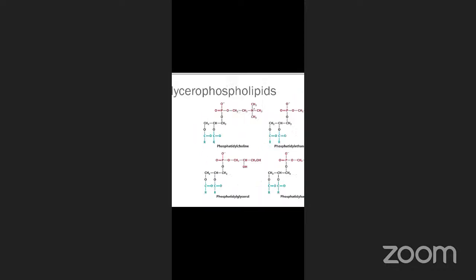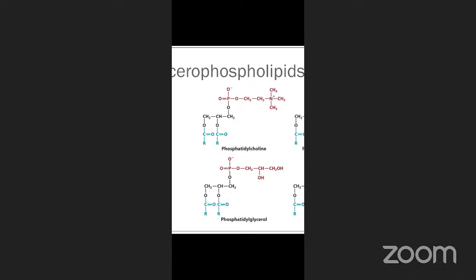Here R means you have two R's. Whatever is C double bond O, that is only the functional group. R may indicate the fatty acid chain. That means it can be C16, C18, C20, C24, like that.